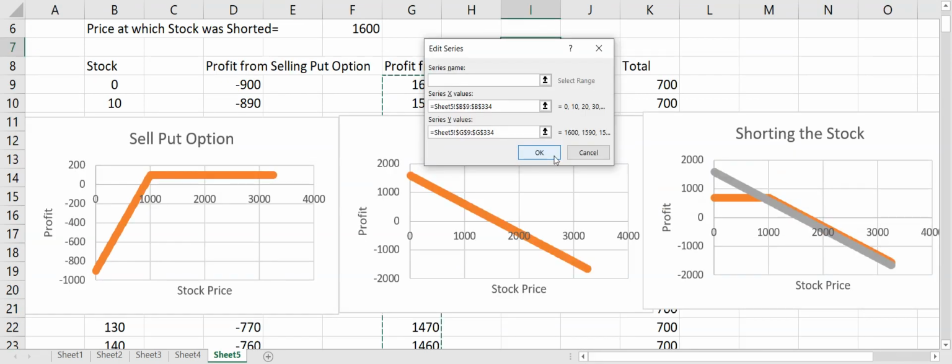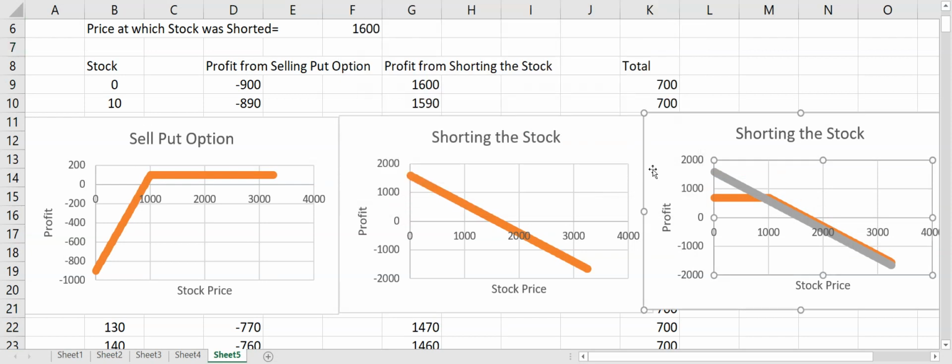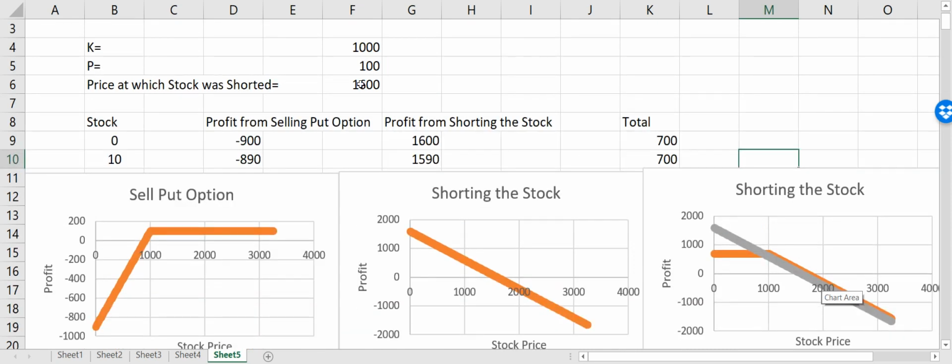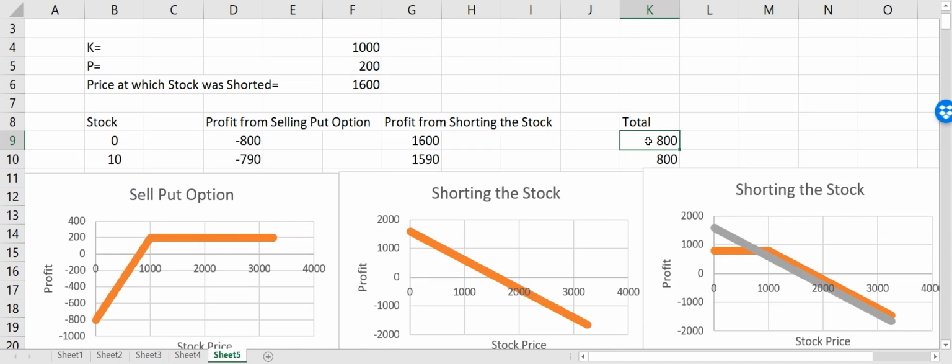So let me compare this scenario with just if I would have shorted the stock itself. And now you can see that if I just short the stock, I would have made, let me change the premium to 200 so it's more clear. Now you can see that if I just short the stock, I'm making money when the stock goes down, but it's a little less if I also sell a put option.